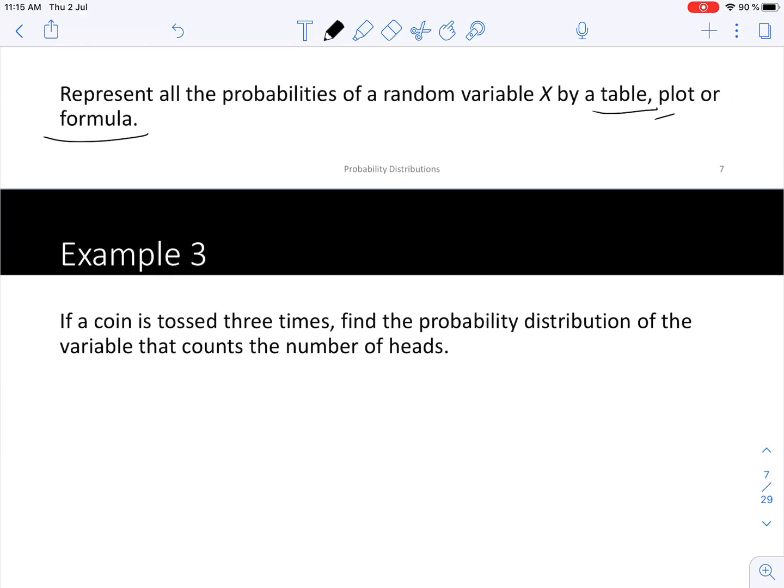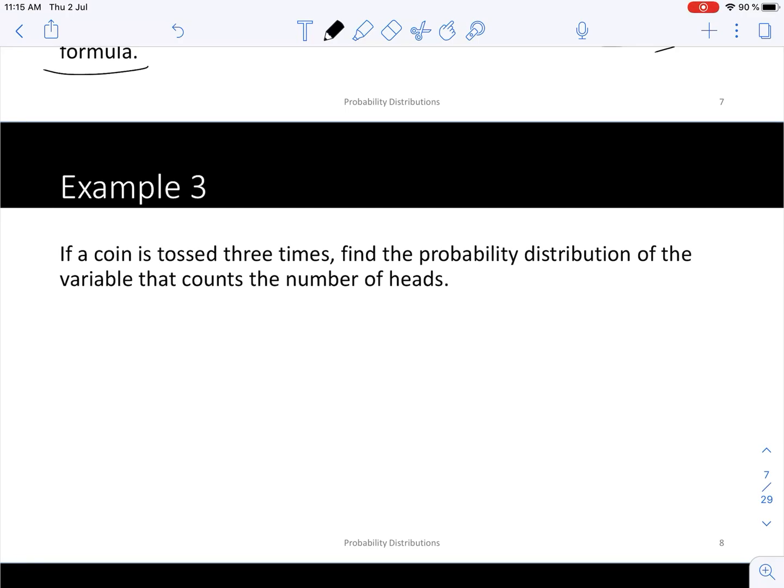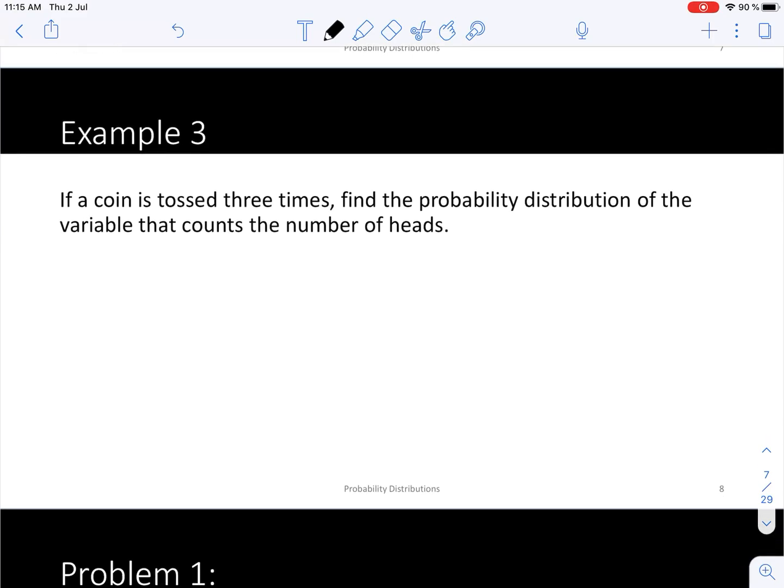So let's see an example and how we can create these probability distributions for the discrete case. If a coin is tossed 3 times, find the probability distribution of the variable that counts the number of heads. So the random variable here is the number of heads, right? That's the random variable. The sample space, how many points will it have? It's similar to a chips problem. You are tossing the coin 3 times, and each time it has 2 outcomes. So that's 2 to the power of 3, 2 times 2 times 2.